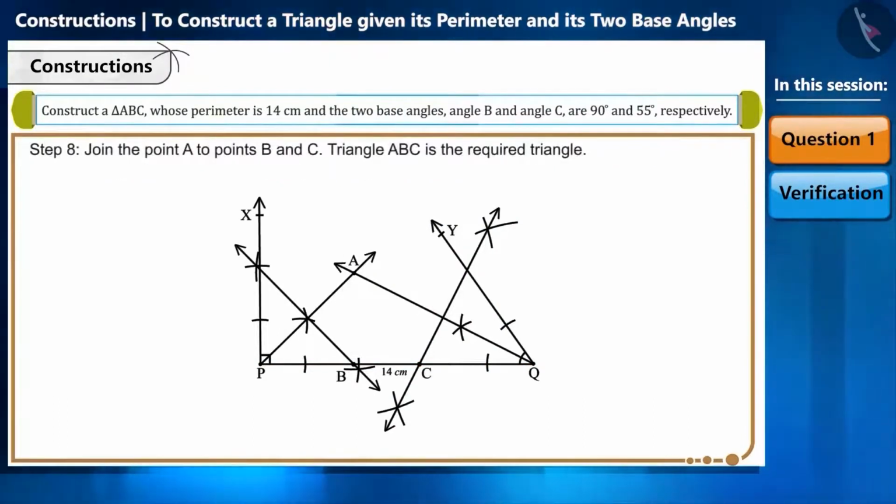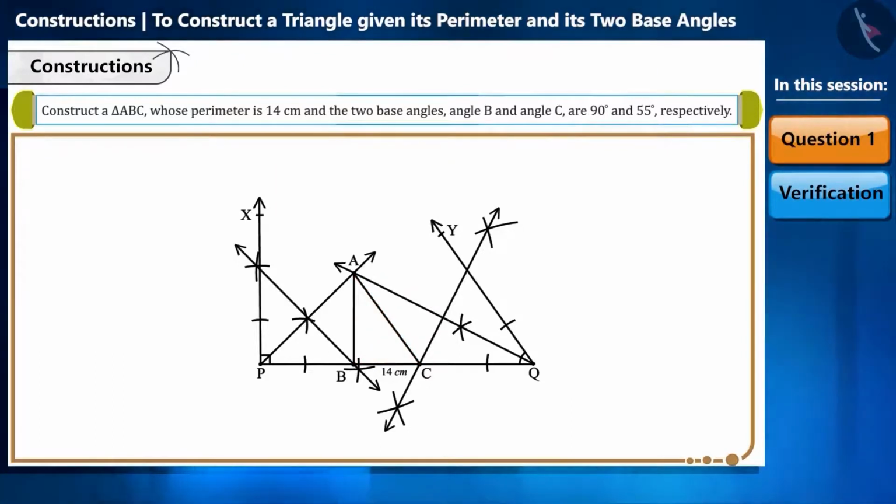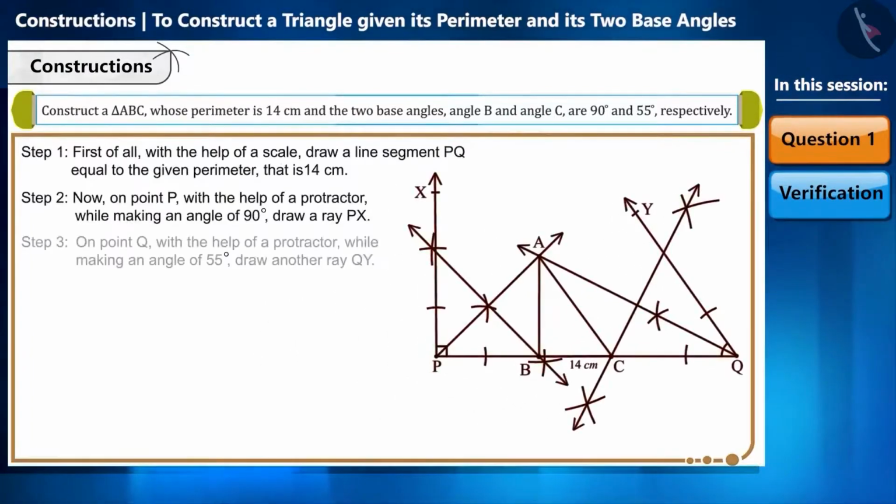Step 8. Join point A to point B and to the point C. Friends, the triangle ABC thus obtained is the expected triangle we wanted to construct. And friends, thus we can easily construct a triangle for any given perimeter and base angles by following these steps.